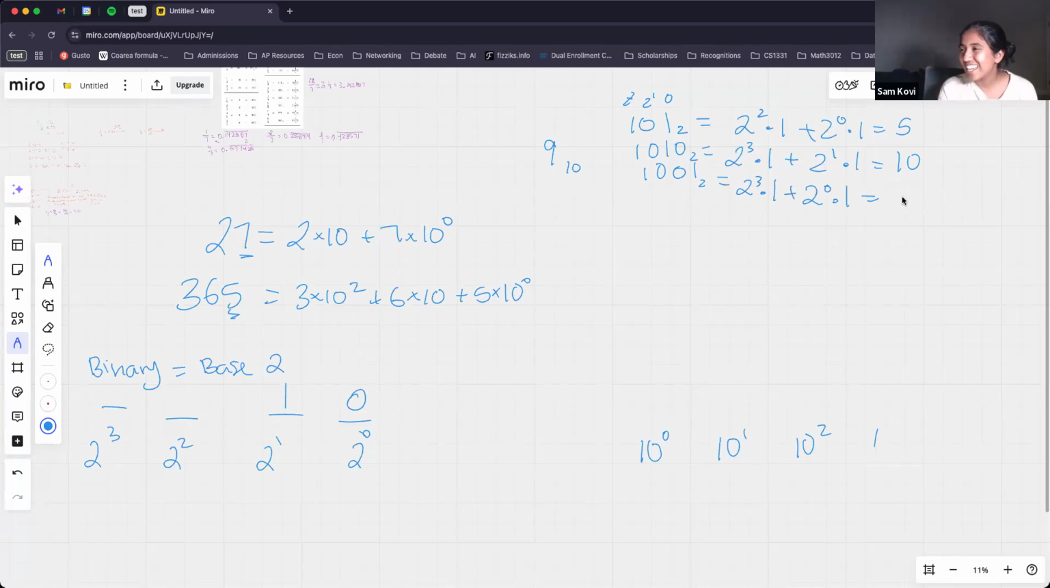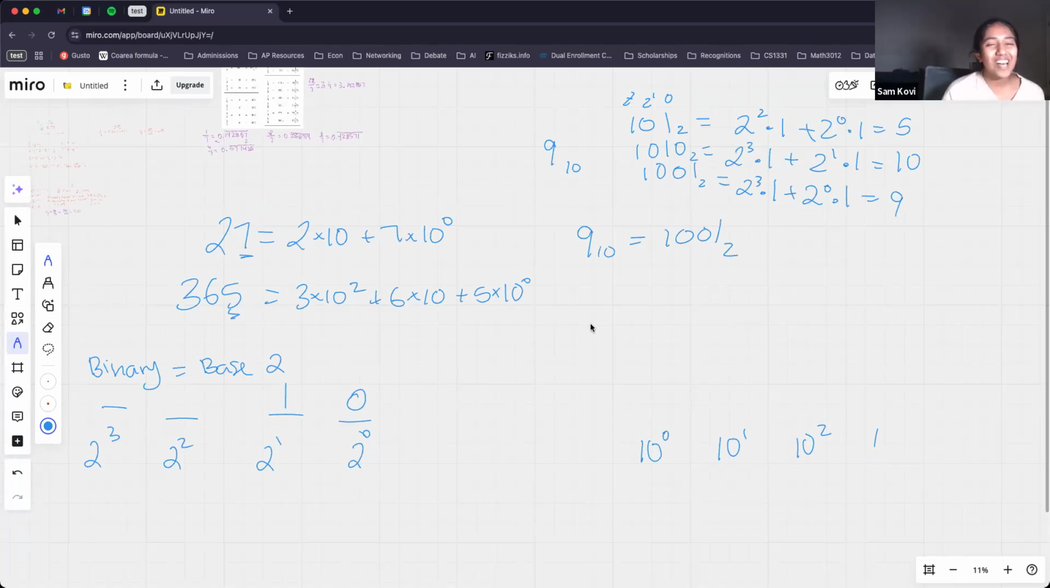It's 9. Perfect. And so this is actually equal to 9 in base 10. So 9 in base 10 is equal to 1001 in base 2. So yeah, once again, that subscript shows that we're in base 2. Okay, look at that. You guys just converted your first decimal number into another base.